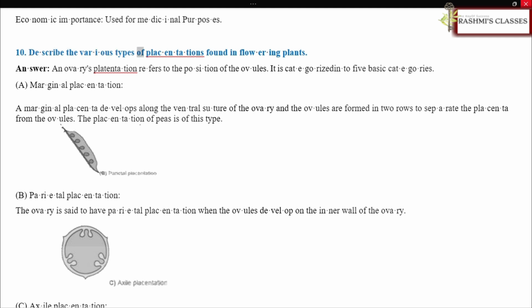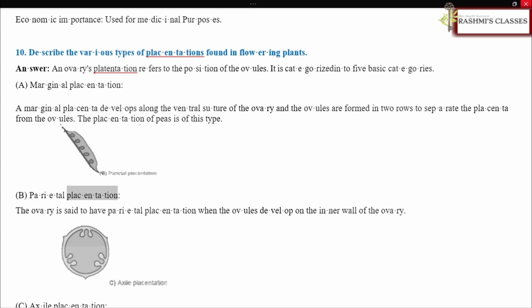Describe the various types of placentations found in flowering plants. Answer: an ovary's placentation refers to the position of the ovules. It is categorized into 5 basic categories. Marginal placentation. A marginal placenta develops along the ventral suture of the ovary, and the ovules are formed in 2 rows. The placentation of peas is of this type.